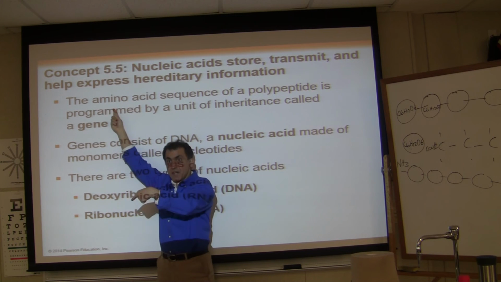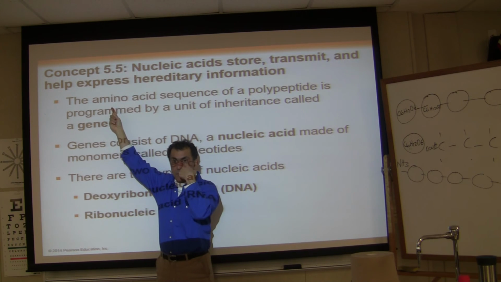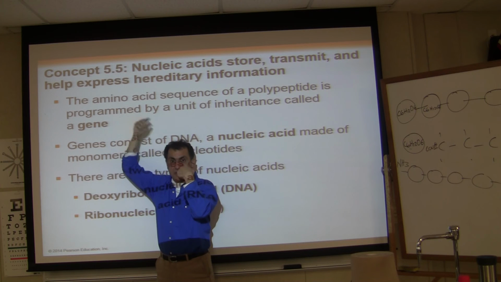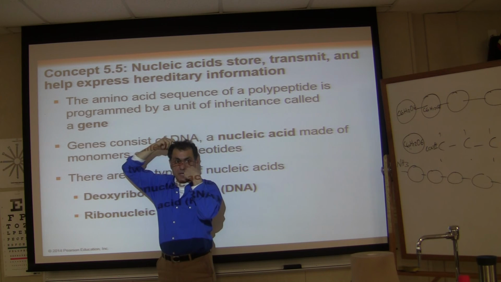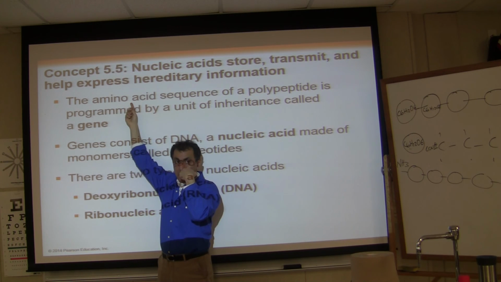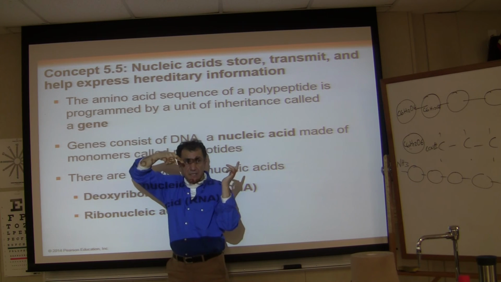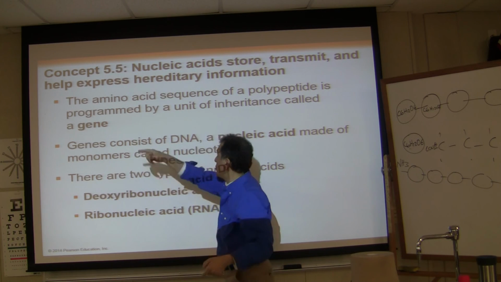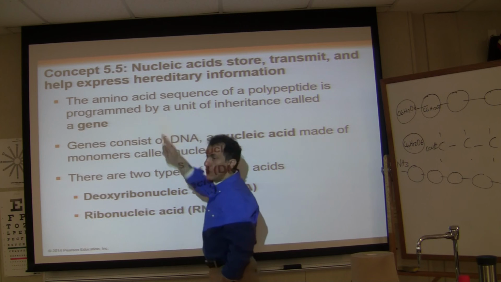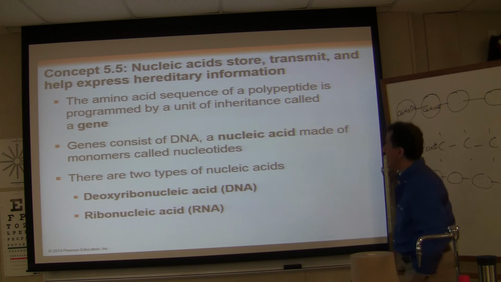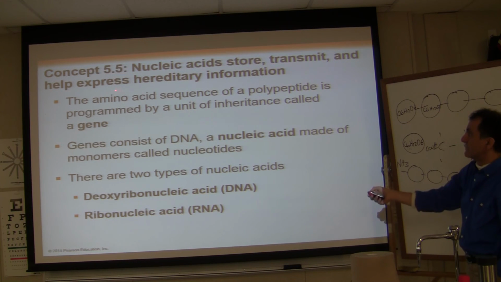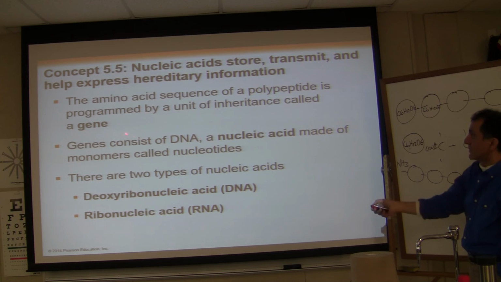But who orders that you have brown eye or blue eye? Who orders that you have blonde hair or dark hair? The DNA. The DNA orders that you have brown eye or blue eye. The amino acid sequence of a polypeptide is programmed by a unit of inheritance called a gene.